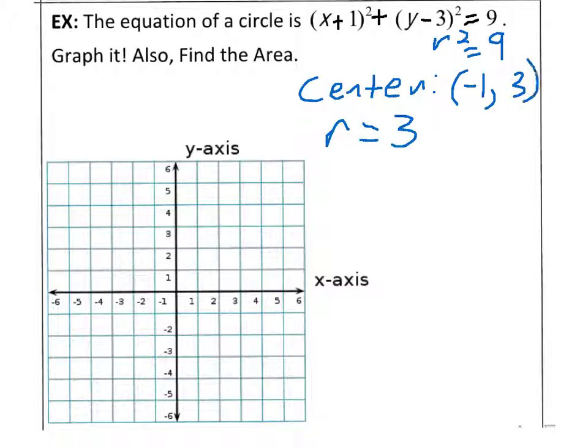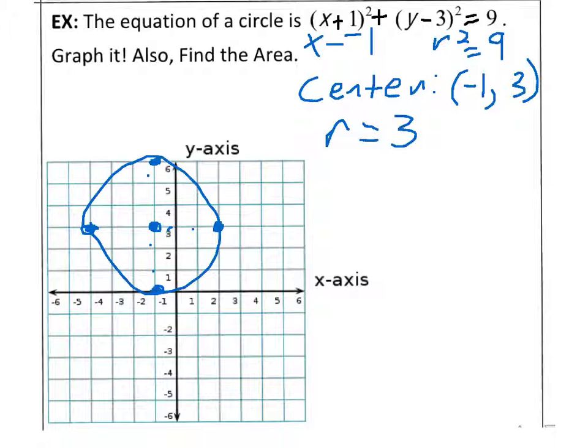Because we need to put this in x minus a negative 1 form. Anytime you see a positive, your center is going to be a negative coordinate. And so then all I have to do is graph it. My center is at negative 1, 3. So there's my center. My radius is 3, so I'm going to go up 1, 2, 3. Down 1, 2, 3. Left 1, 2, 3. Okay, and then draw in my circle. And then I've graphed it. Any questions on the graphing?